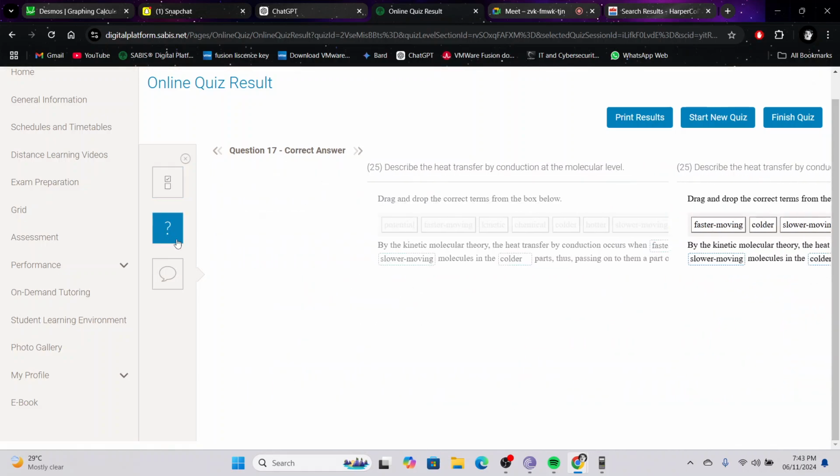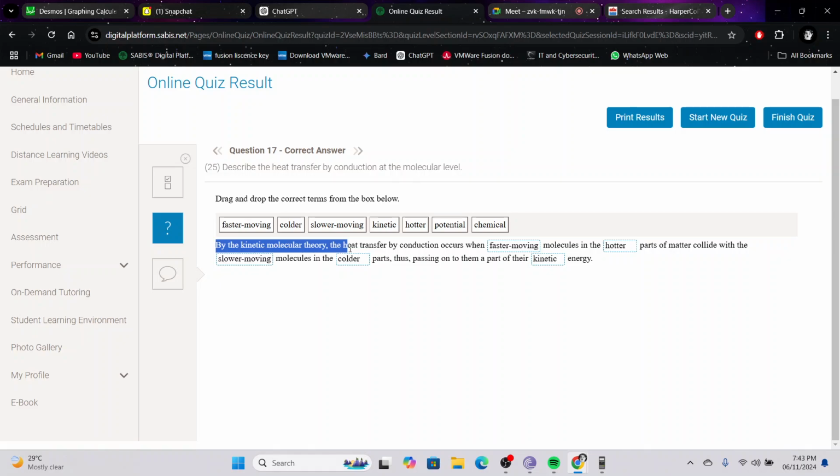Question 17. By the kinetic molecular theory, heat transfer by conduction occurs when faster moving molecules in the hotter parts of matter collide with the slower moving molecules in the colder part, thus passing on a part of their kinetic energy. I explained this briefly like 3 questions ago. Conduction is the transfer of kinetic energy from the faster moving hotter parts of the substance to the slower moving colder parts, as they collide with each other. You took this in physics, chapter 9. It's going to transfer the energy, which is basically what it's saying.